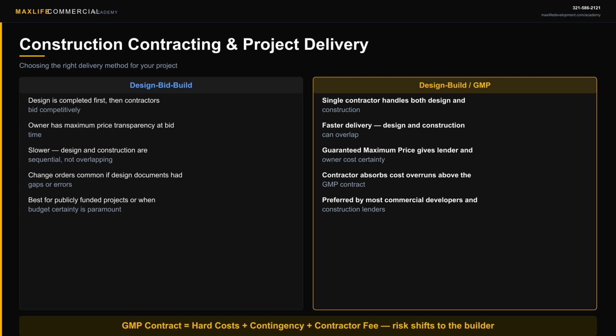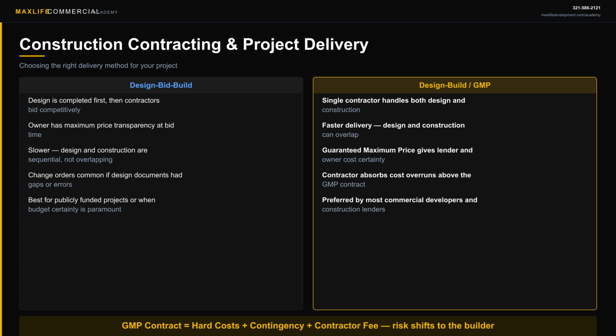When it comes to actually building your project, you have choices about how to structure your relationship with the construction team. And that choice has real consequences for your timeline, your risk, and your lender's comfort level. The traditional approach is design, bid, build. You complete your full design documents, then you solicit bids from multiple general contractors, and you award the contract to the best combination of price and qualifications.